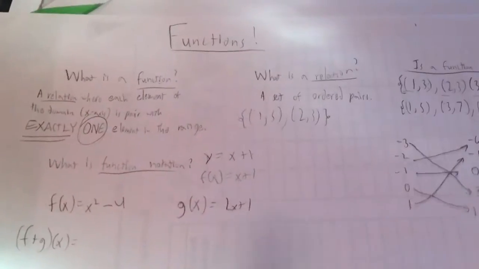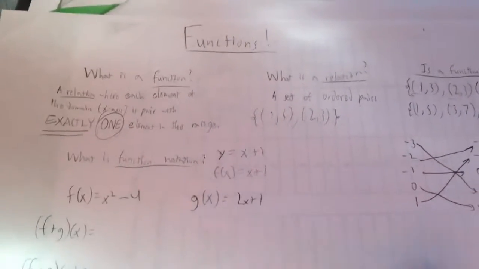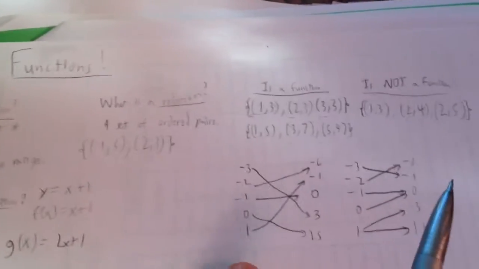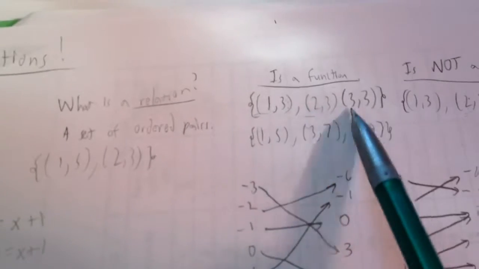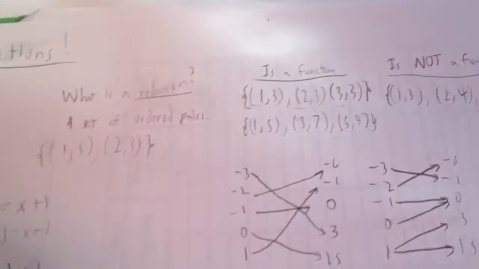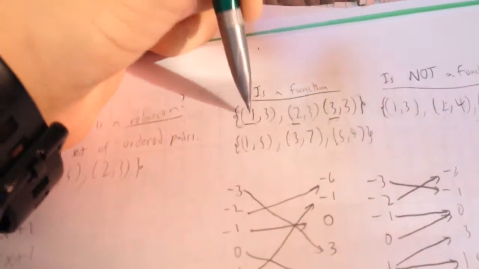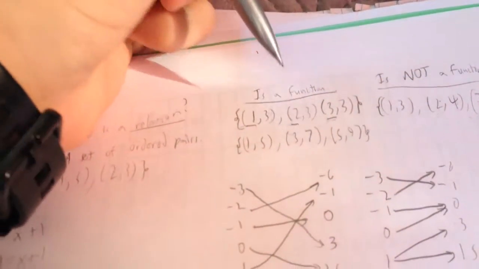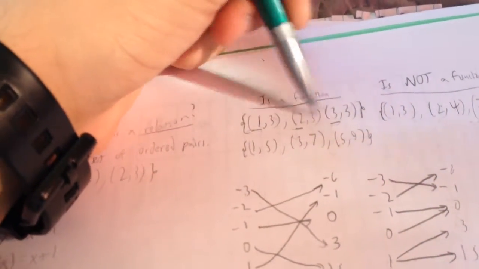Now, a relation is just a set of ordered pairs. It's just a set of numbers on a graph. Now, here are some examples of what is and what isn't a function. (1, 3), (2, 3), (3, 3), that's a function. The reason why is because you don't see a repetition in the x value. You don't see (1, 3) and (1, 5). Even though they all share the same y, that's okay, because each one's organized in a pair.